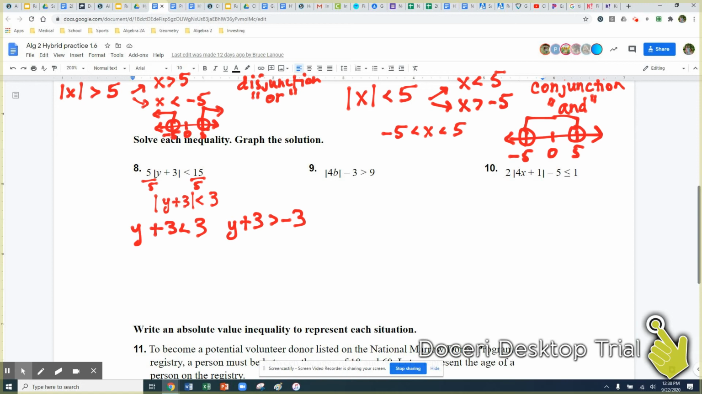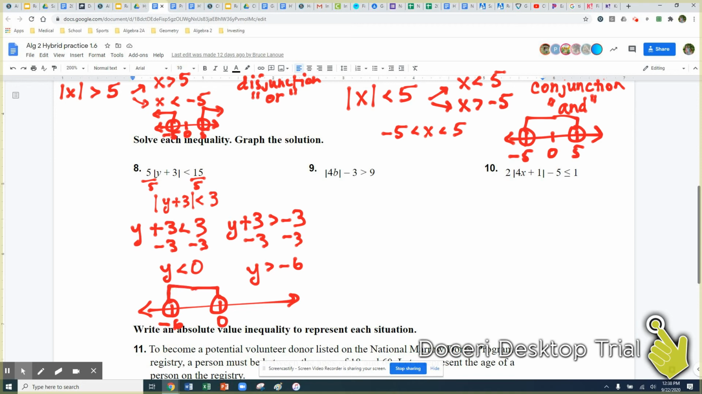So if you're wondering what I did there, again, I just wrote one of my inequalities exactly the same as the absolute value, just took the absolute value off. Second one, I flipped the sign and compared it to negative 3. So y is less than 0, and subtract 3, subtract 3. Y is greater than negative 6. And when we look at a graph of that, that's 0, that's negative 6. Y is less than 0, that's going to go negative. Y is greater than negative 6. There's going to be our graph of our solutions.